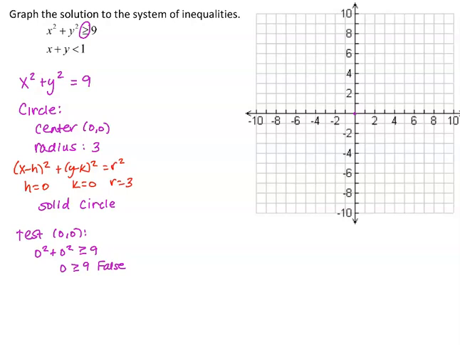So picture your center at 0, 0. We want to mark points that are a distance of 3 units away. So I'm going to go 3 units above, 3 units to the left, 3 units below, and 3 units to the right. And then connect those using a solid curve.